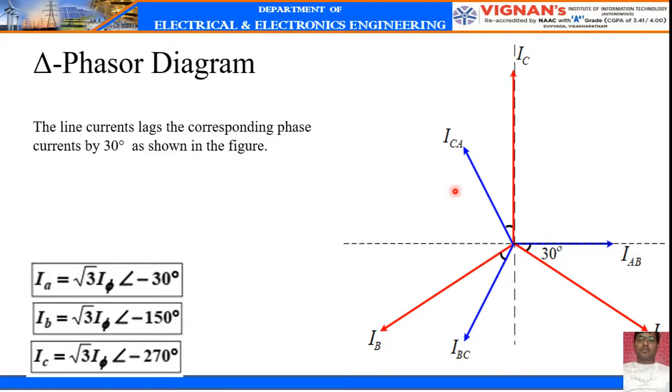So here you can see the line currents and phase currents. First of all, you draw the phase currents IAB, IBC and ICA. Clear? These three are equal in magnitude and mutually displaced from each other by 120 degrees. So what is line current IA? It must lag the phase current IAB by an angle of 30 degrees and its magnitude must be equal to root 3 times the phase current. So this is the phasor IA. This is the phasor IB. This is the phasor IC. Clear?